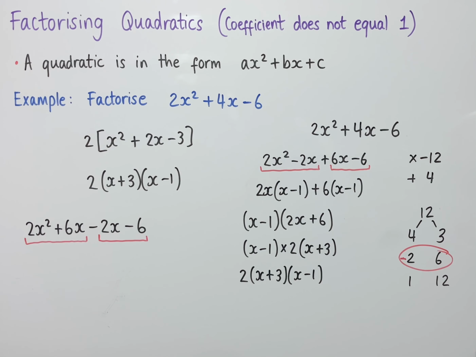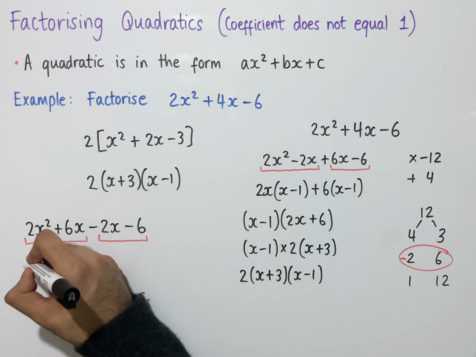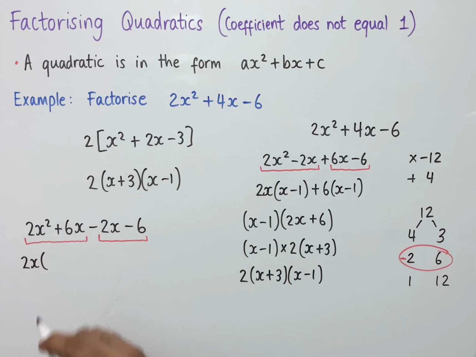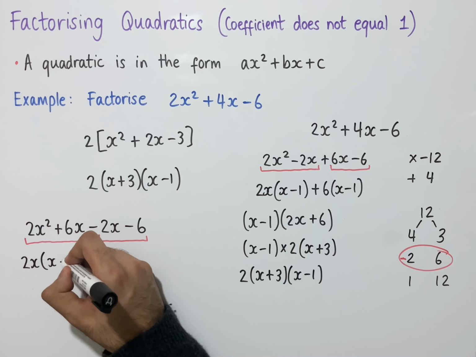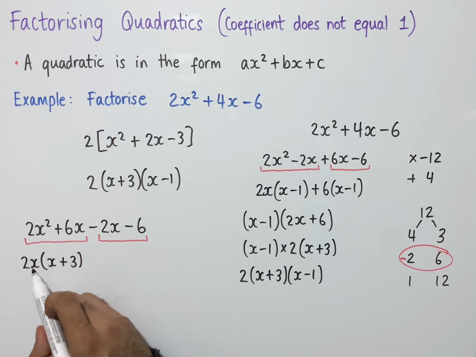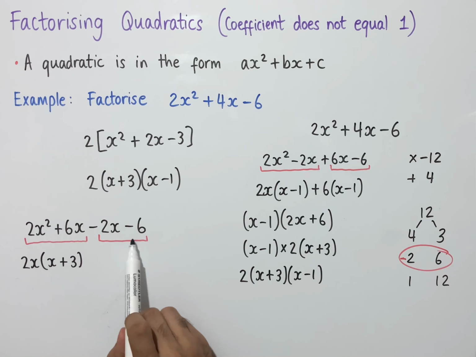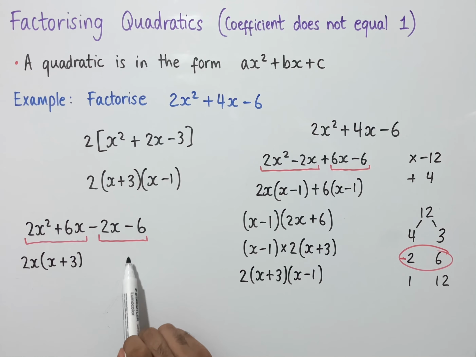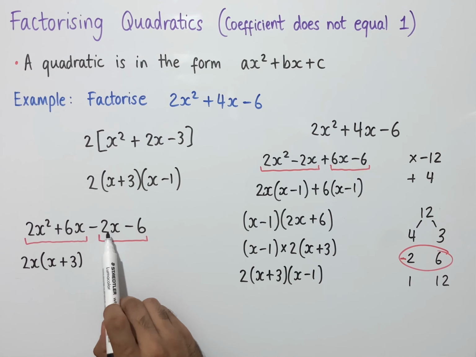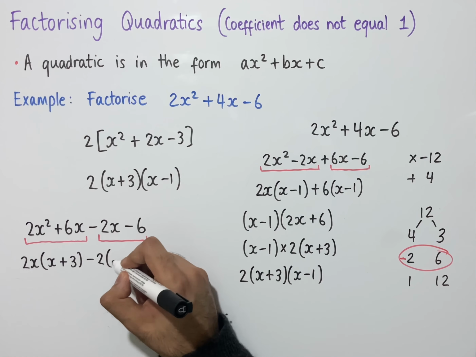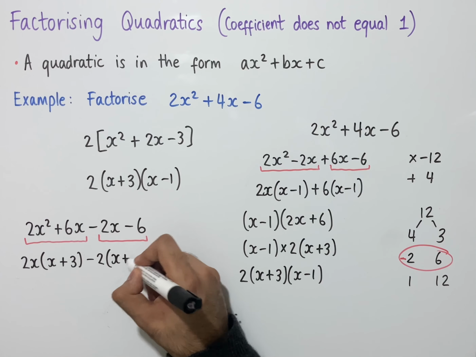And so we look for the highest common factor of 2x squared and 6x. The highest common factor is 2x, so we can take that out. And in brackets, we're now left with x plus 3. So if we were to expand this out, we would get 2x squared plus 6x. Looking at the second group, we have minus 2x minus 6. So the highest common factor of both of these is minus 2. And in brackets, we're left with x plus 3.